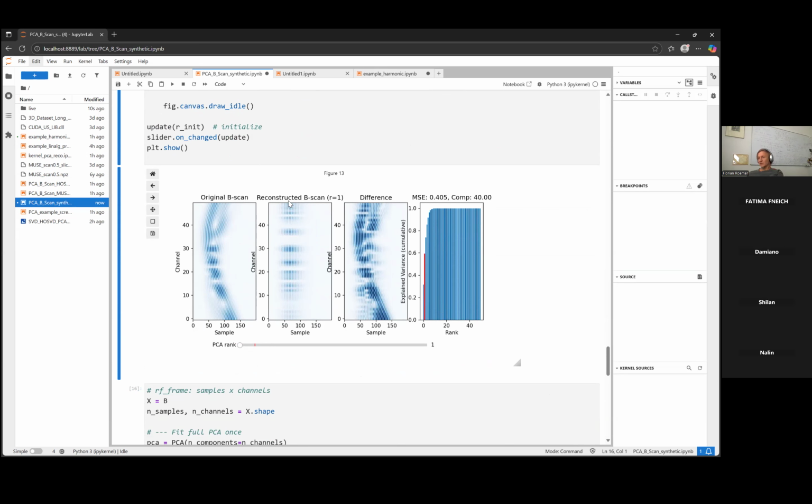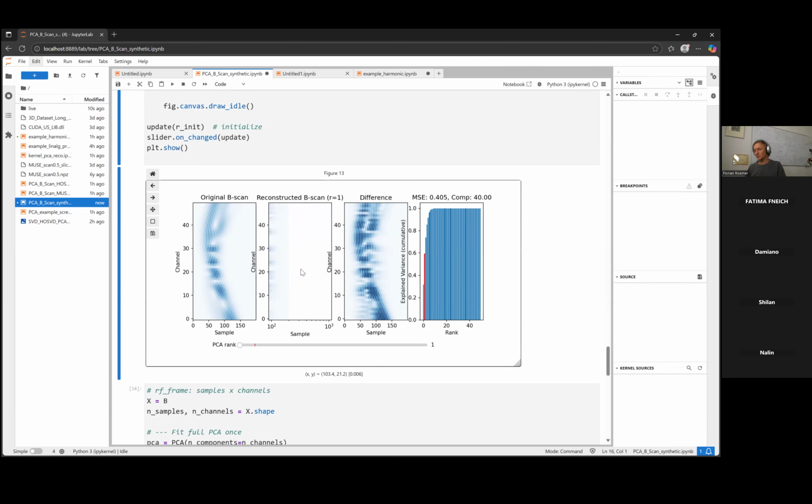It makes some sort of rectangular shape because rank 1 is like an outer product between a column and a row. So every column is collinear. So the columns all look similar, just scaled by a different number, which is why everything looks so parallel. So this is not possible to do with a rank 1.